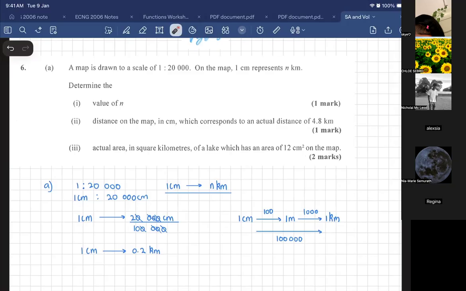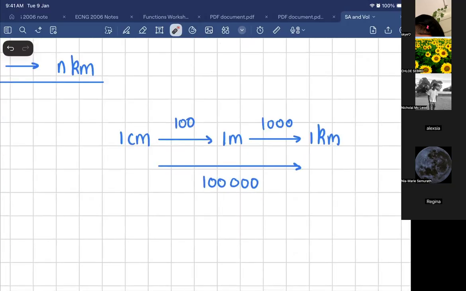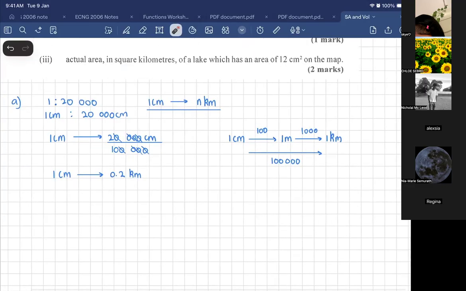Yes, sir. So if you're confused, look at it like this. I understand that part. Okay, good. So we know that 1 centimeter on the map is actually 20,000 centimeters in real life. And if I want to convert that to kilometers, I'll divide it by 100,000 because it takes 100,000 centimeters to make 1 kilometer. So altogether, you have 0.2 kilometers. So 1 centimeter on the map is actually 0.2 kilometers in real life. You understand that? Yes, sir.